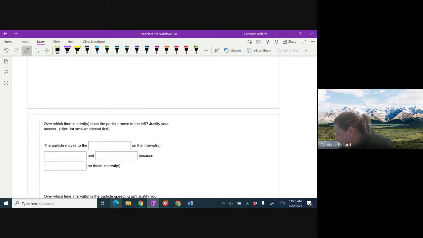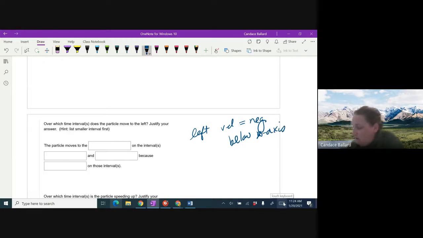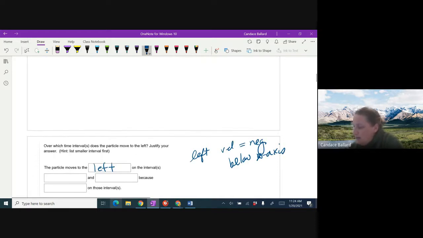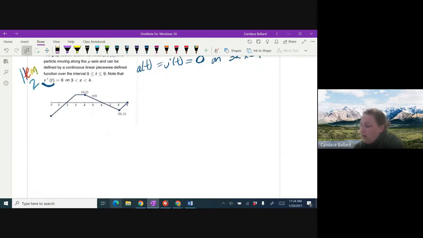So we want to look at when the velocity, so if we're moving to the left, okay, that means that the velocity has to be negative. Okay, so that means my graph has to be below the x-axis. Okay, so I would say the particle moves to the left, and then it says list the smaller interval first, and I would want to say that I probably use inequality notation. Okay, so what is the first interval where the velocity is below the x-axis? You guys tell me that?